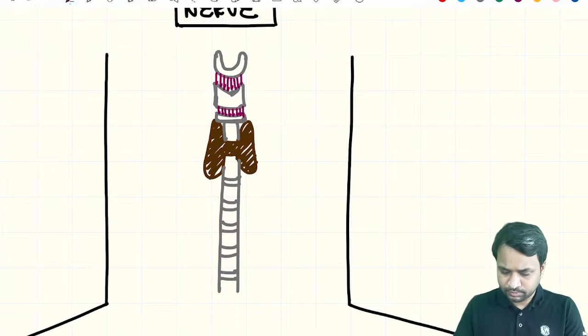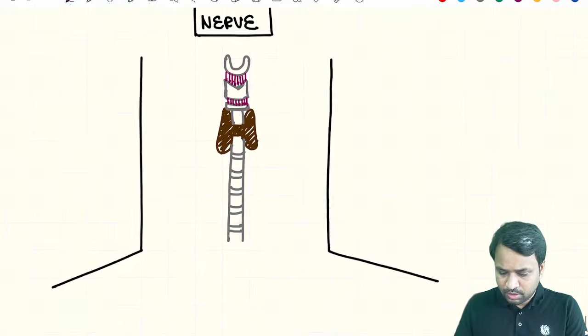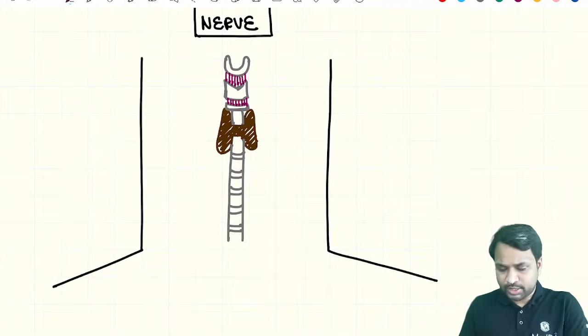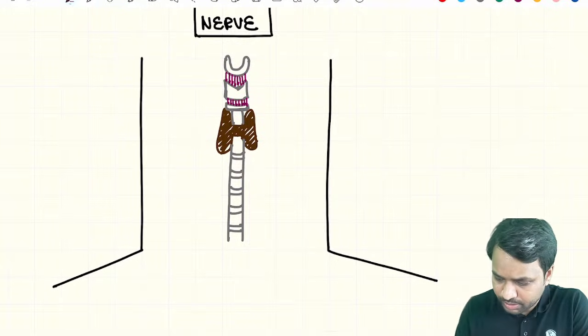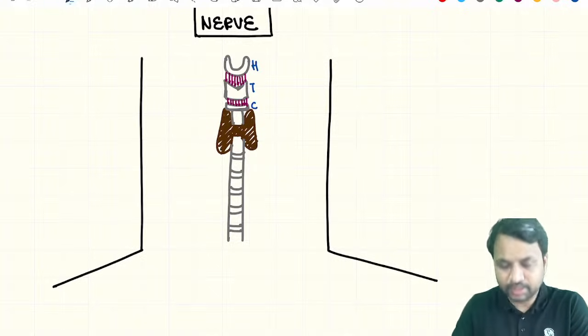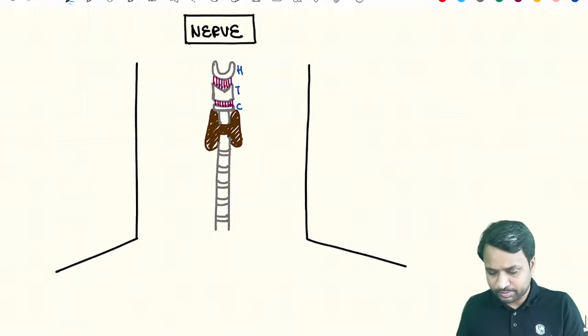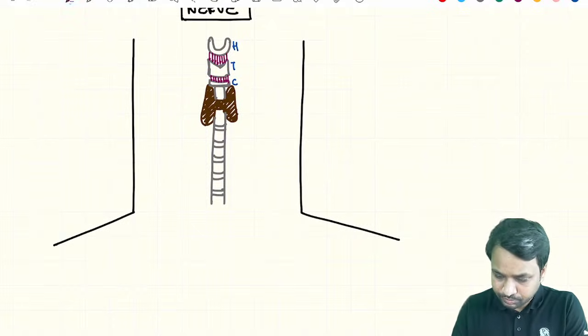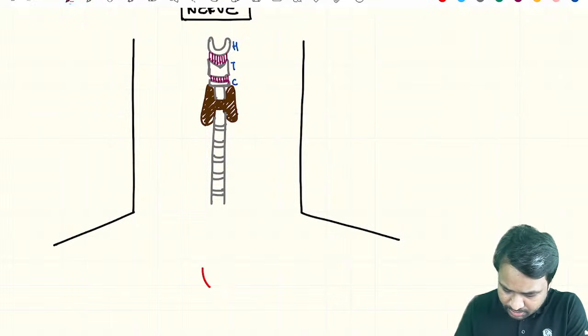Okay. Now, we'll try to understand how it is going to affect the components. So this is the hyoid, this is the thyroid, this is the cricoid cartilage. So the HTC is what we remember. Okay. Now, let's say this happens to be the arch of aorta that is arising from here.